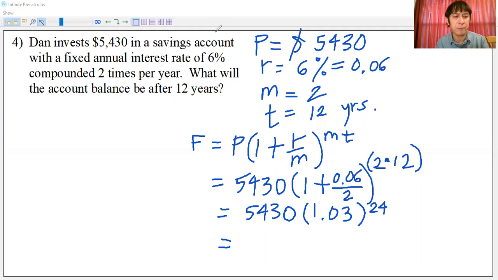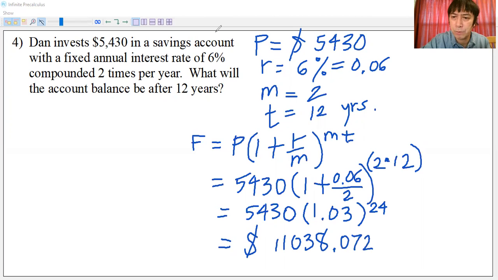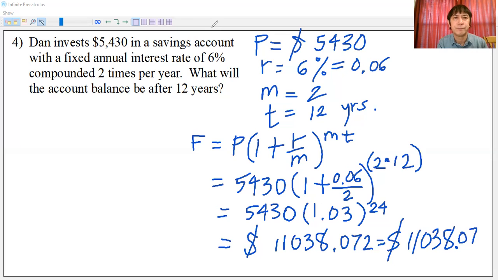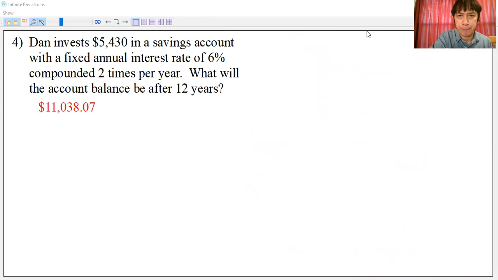And so we shall compute, this will be 5,430 times the quantity 1.03 raised to the power 24, gives us 11,038.072. This can be rounded to 11,038 and 7 cents. There. Let's check and verify. That's 11,038 and 7 cents. All right, that's it. That goes to our number 4. Let's have our next.